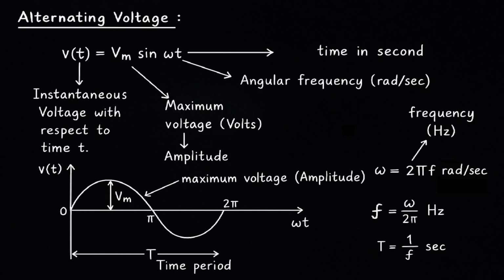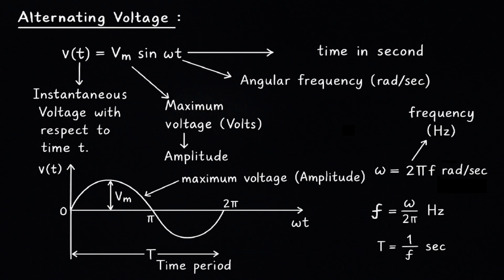As we move to the right, the wave begins to rise, smoothly and gracefully. It climbs higher and higher until it reaches its absolute peak. This peak, as you can see, is labeled Vm, our maximum voltage, our amplitude. After hitting the peak, the voltage begins to fall. It crosses the zero line again at the point marked pi, which is exactly halfway through the cycle.